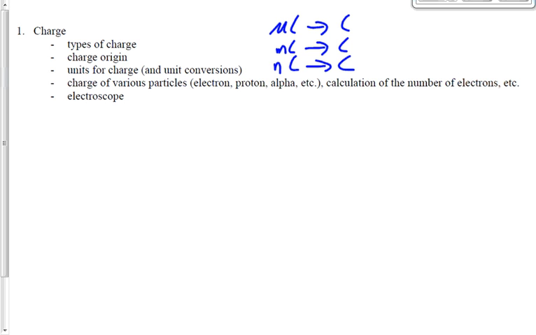By the way, this is 10 to the minus 6. This is 10 to the minus 3, and this is 10 to the minus 9. But those are on your data sheet. Those conversions are all on your data sheet. Just be prepared to use them.